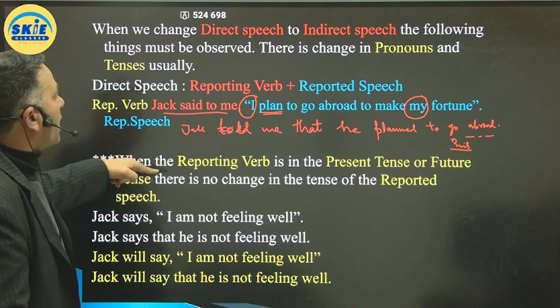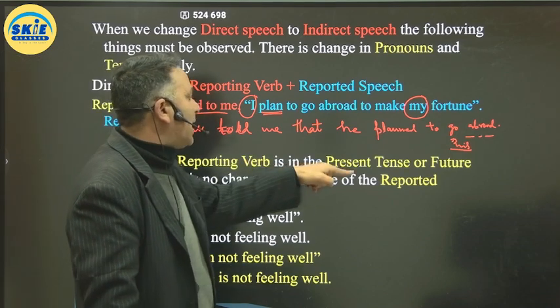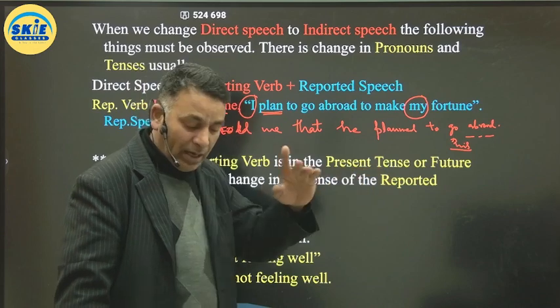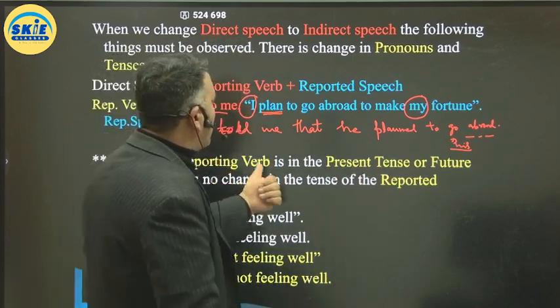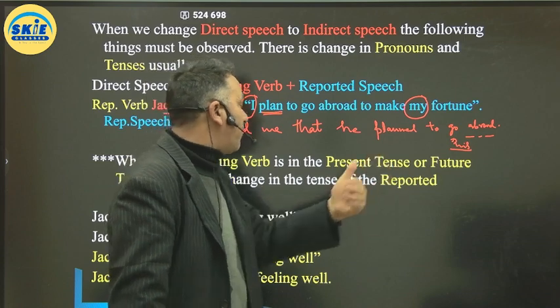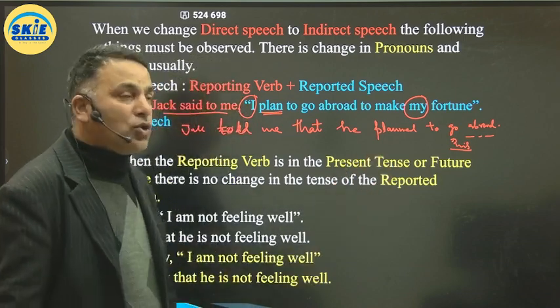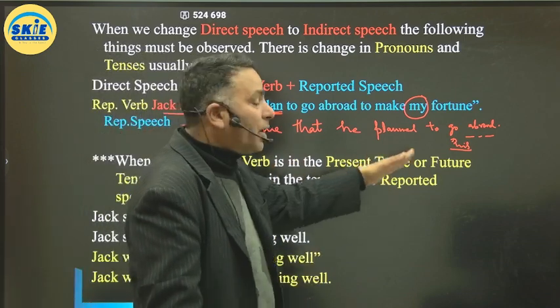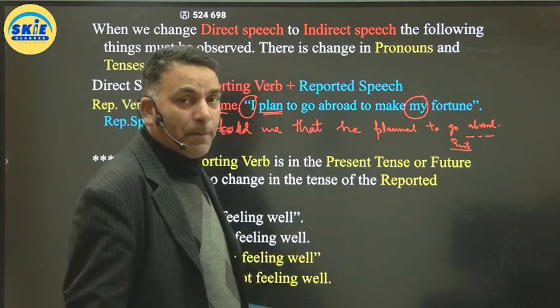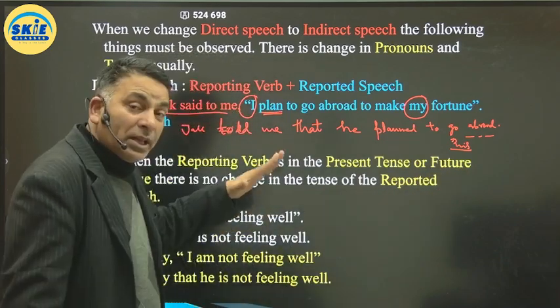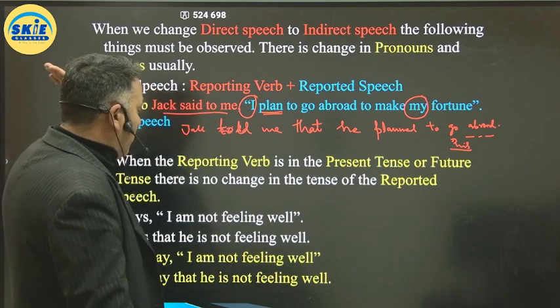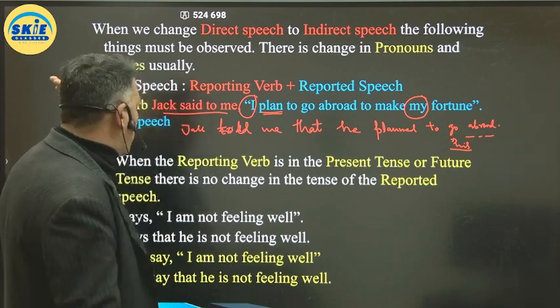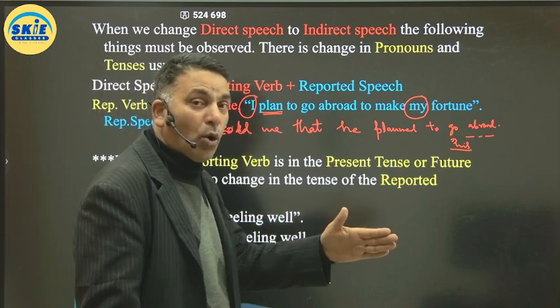All right, now here it is. When the reporting verb is in the present tense or future, remember it once for all. When the reporting verb, that is this part I have said, is in the present or future tense, there is no change in the tense of the reported speech.